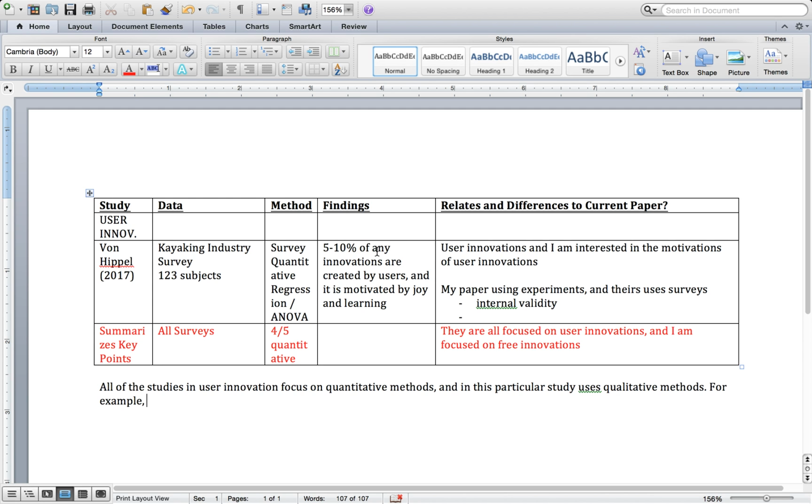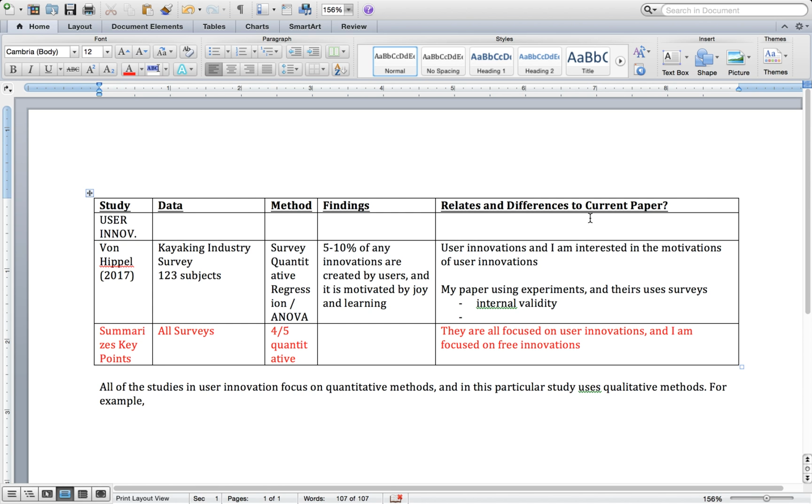A lot of innovations are created by users. Actually, I think that number is much higher. But anyway, this is more about consumer innovation, people just doing things in their house, user innovation for things in their house. And they're motivated by joy and learning. They're just doing it because they want to.